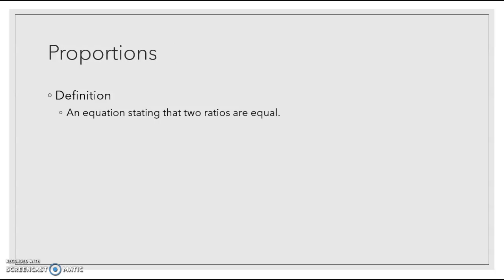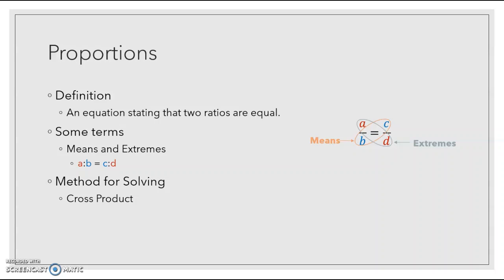So earlier I asked you to write out what you thought the definition of a proportion would be. So the actual definition is that it's an equation stating that two ratios are equal. That's going to take two ratios, and they could be with the colons in between, they could be fractions. It's just going to say that they're equal. Now there are two terms that we have for the parts of these ratios. Those two terms are means and extremes.